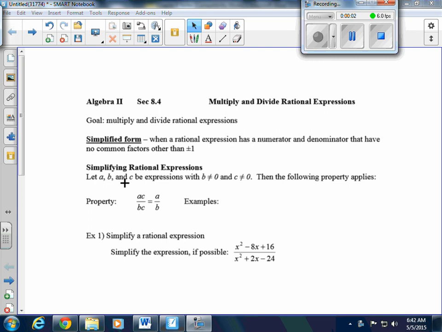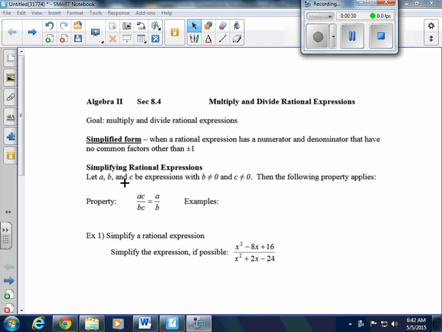Today we're going to be starting section 8.4, which is on multiplying and dividing rational expressions. And our goal in this section is simply to do that, to multiply and divide rational expressions. When we talk about a rational expression in simplified form, it's when the rational expression has a numerator and a denominator that have no common factors other than plus or minus 1.